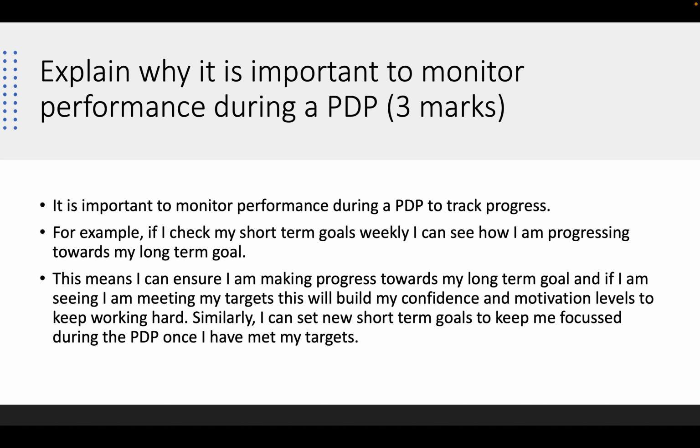And lastly, it's important to monitor performance during a PDP to track our progress. For example, if I check my short-term goals weekly, I can see how I'm progressing towards my long-term goal. This means I can ensure I'm making progress towards my long-term goal, and if I'm seeing that I'm meeting my targets, this will build my confidence and motivation levels to keep working hard. And lastly, I can then set some new short-term goals to keep me focused during the PDP once I have met my targets.